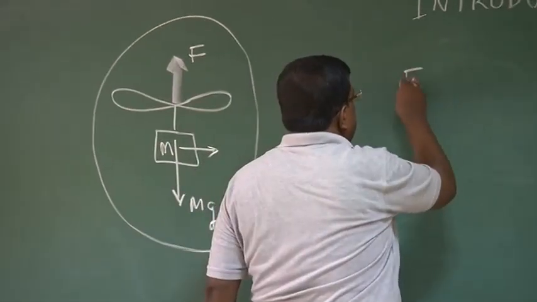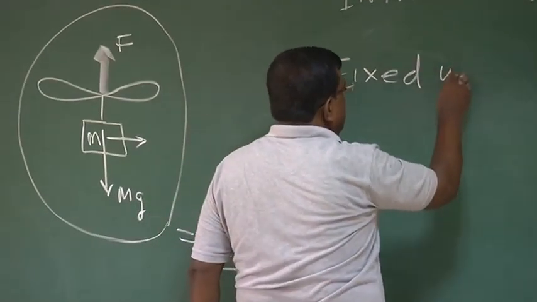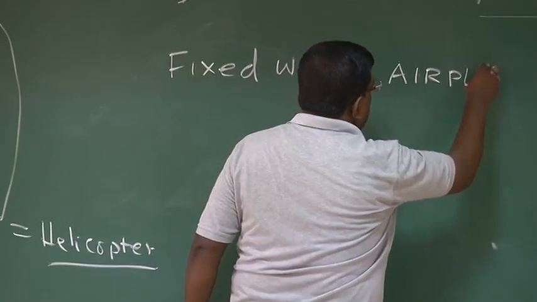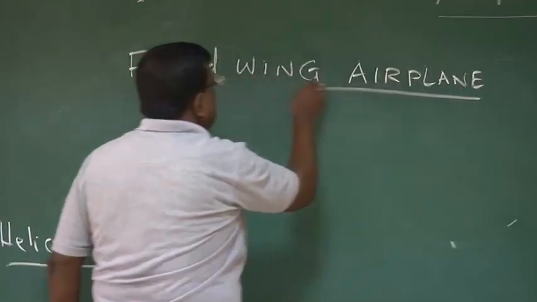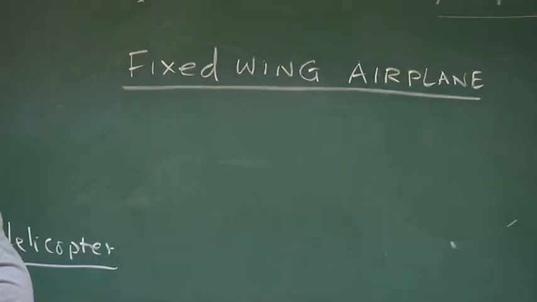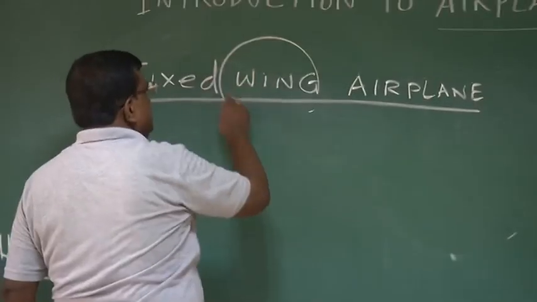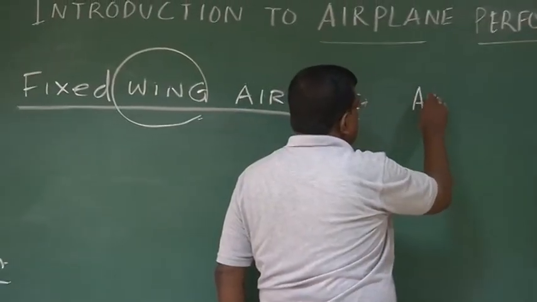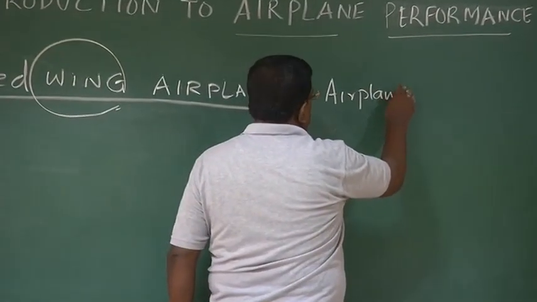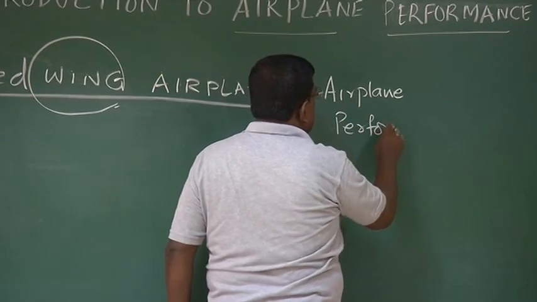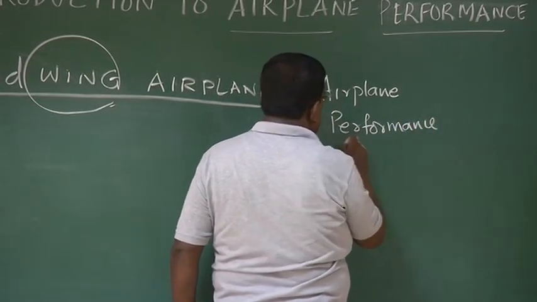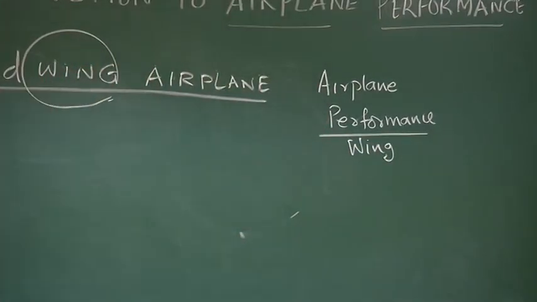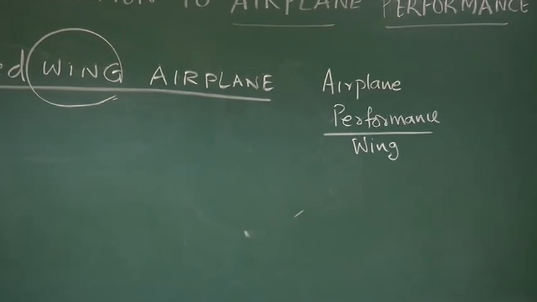We will be talking about fixed wing airplane. So we have now introduced another new term, wing. So we have got three terms. One is airplane, another is performance, and third one is wing. Let us first see what you understand by the term performance.